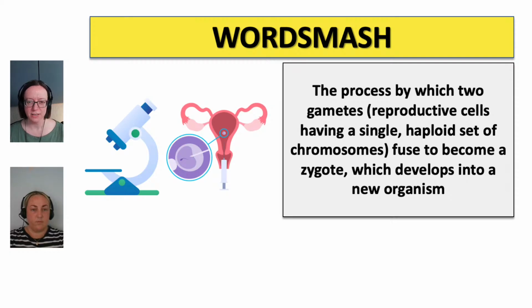So the picture, there's a microscope, there is a dish with, I think, a sperm being introduced to an egg, and then the text says the process by which two gametes, which are reproductive cells having a single haploid set of chromosomes, fuse to become a zygote, which develops into a new organism. So this is something on your spec, and you learn about it alongside the reproductive system. What is the key term that I'm looking for here? Any ideas, Charlotte?